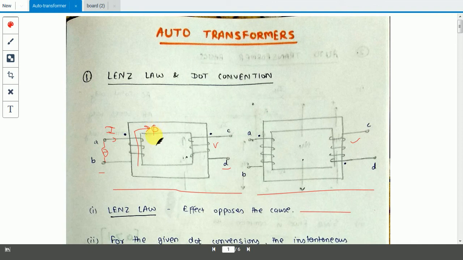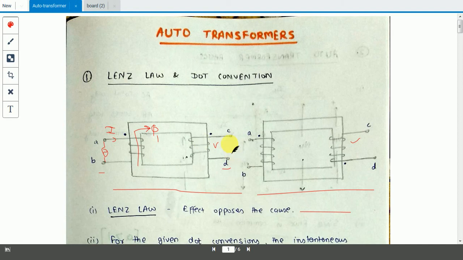This is the cause, because we have applied a voltage here, and because of that voltage a current flows in the winding. Because of that current a flux is created, that is phi 1. Now in this winding also, because of this flux, a voltage will be induced.